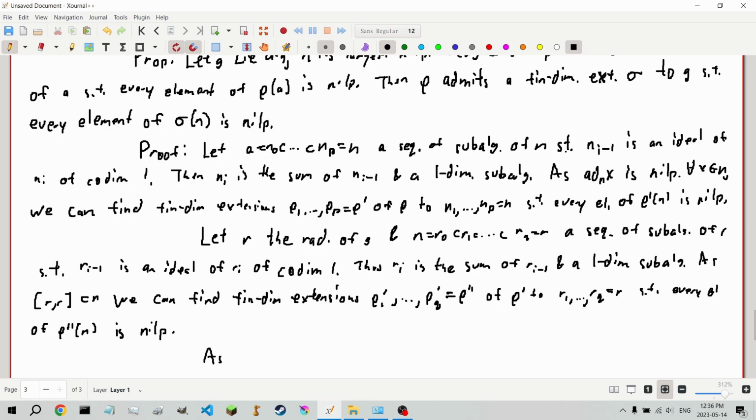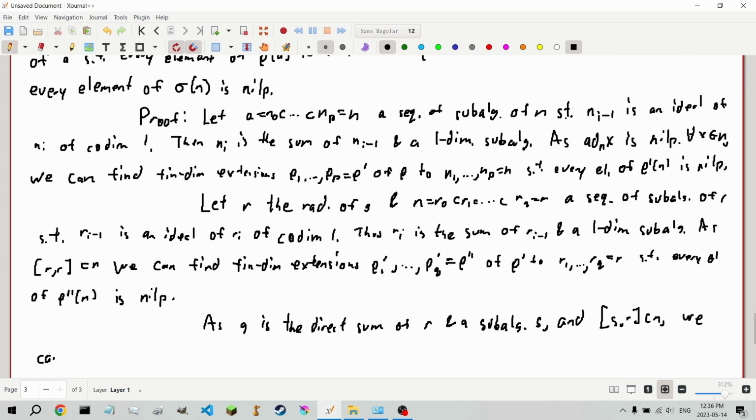Now, as G is the direct sum of R and a subalgebra S, and the bracket of S and R is inside of N, we can find a finite dimensional extension σ of ρ'' to G, such that every element of σ(N) is nilpotent.